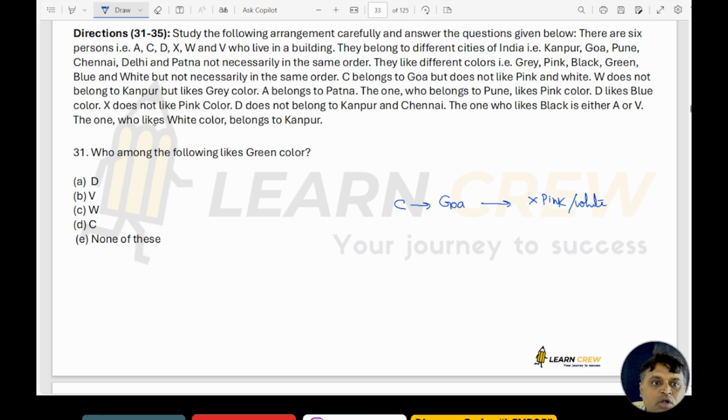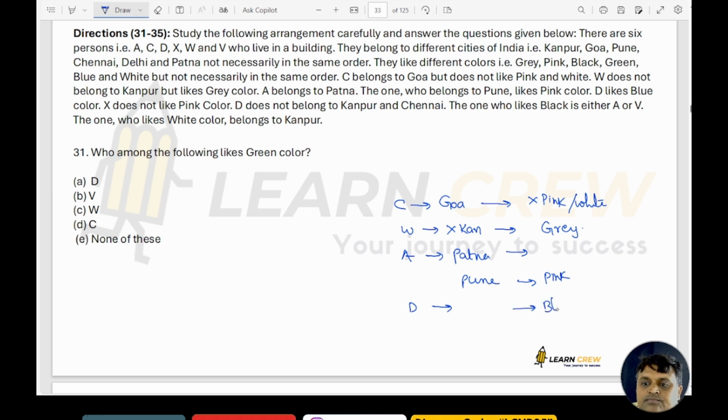W does not belong to Kanpur, but likes grey color. A belongs to Patna. The one who belongs to Pune likes pink color. D likes blue. X does not like pink color. So it is not X.